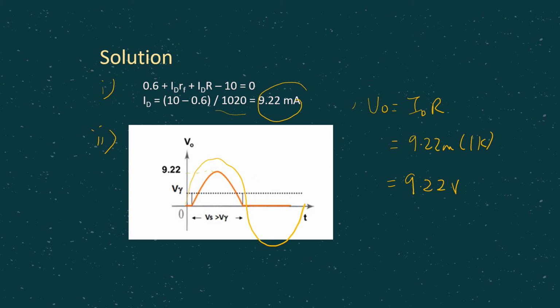But as you know, the V naught is being reduced by the V gamma value. That's why we have this curve, and obviously when Vs is less than V gamma, we are going to get zero current as well as zero output voltage. So this is the output waveform for the half wave rectifier.